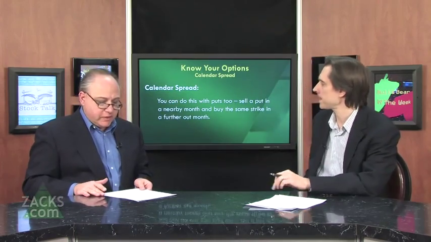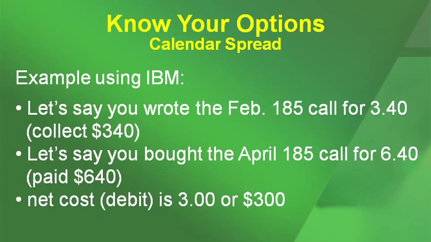All right, so give us an example so we can crystallize in our minds how this works. Okay, so let's use IBM as an example. Let's say you wrote the February 185 call for $340. That means you're collecting $340. And let's also say that you bought the April 185 call for $640, which means you've paid $640. So the net cost or debit would be $300.